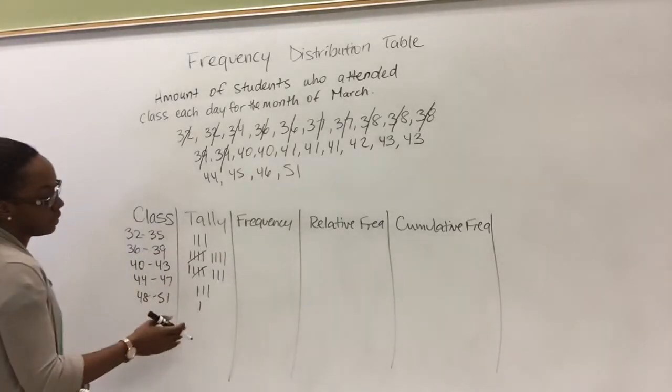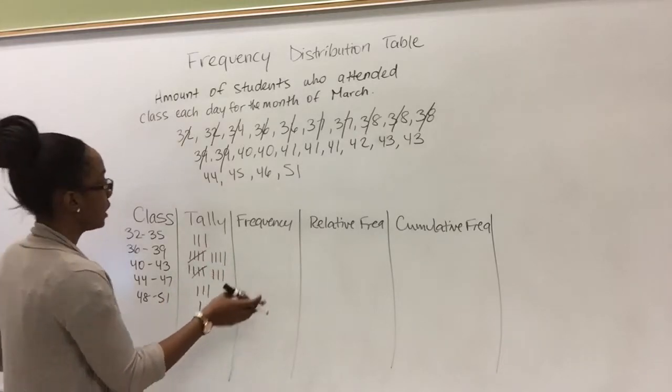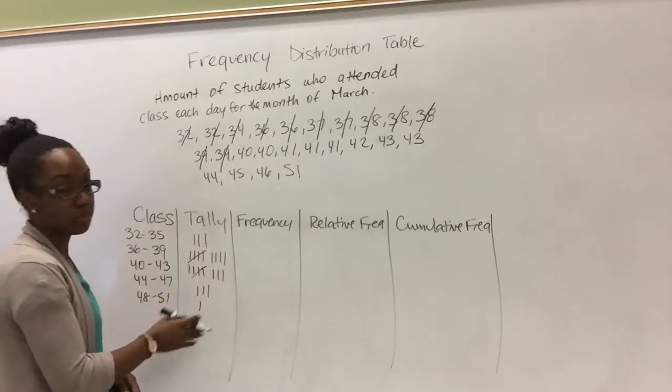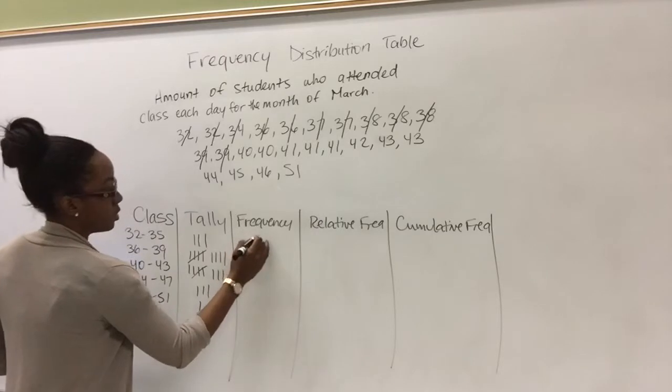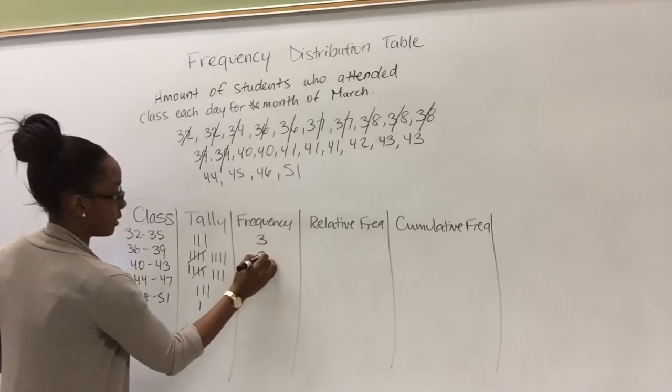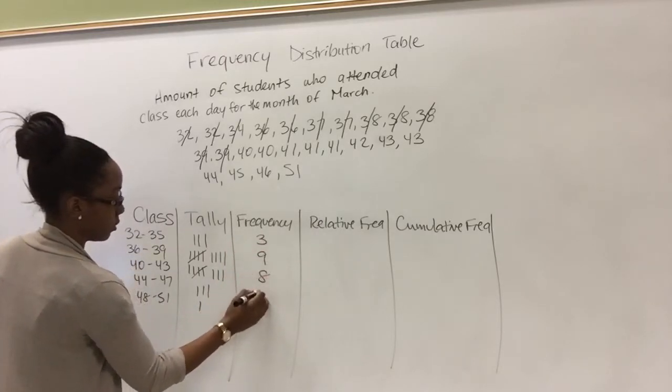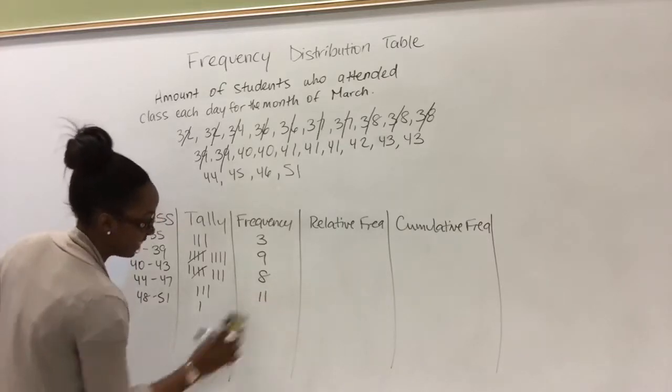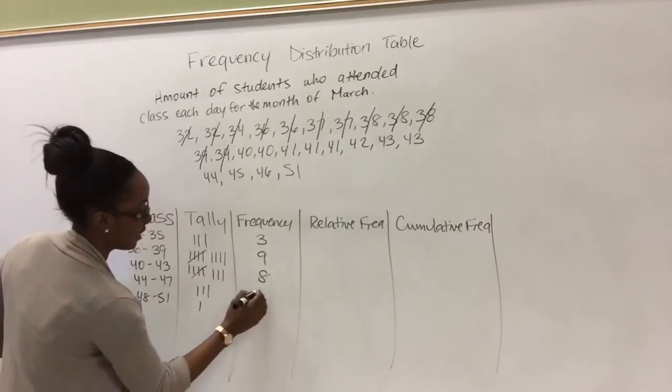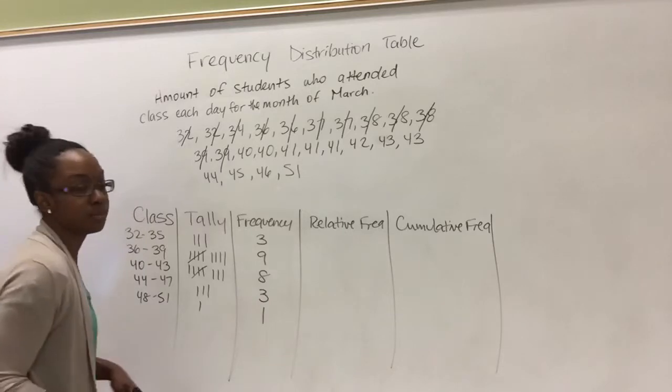So we have it completed here. For frequency, it'll be the same numbers as in the tally, but you would write it in number format. So we have a 3, we have a 9, we have an 8, we have a 3, and we have a 1.